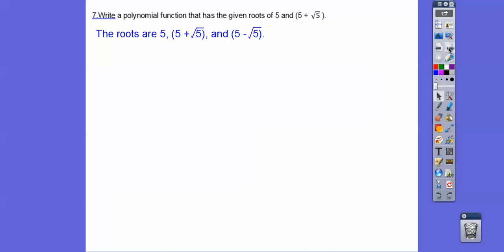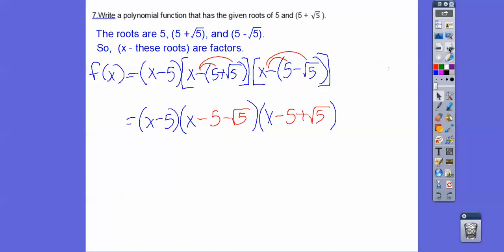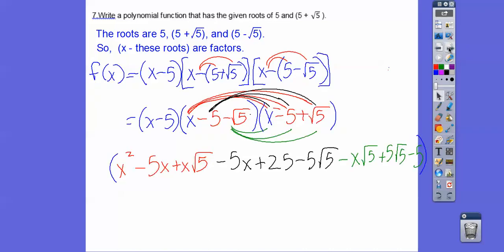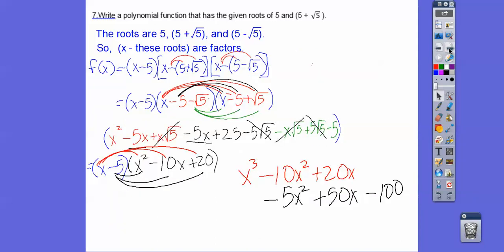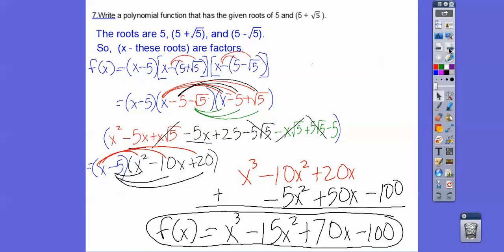Well, 5 plus root 5 is a root, so 5 minus root 5 is too. And then x minus all of those are factors, so we just FOIL that out. There that is. And always, all the messy, goofy stuff cancels each other out when we're dealing with that. So here's x root 5, here's negative x root 5. If you have anything with radicals in here, or any i's involved, they always cancel each other out. Then we multiply the x through and the negative 5 through, and you get that. You should get that as your answer.